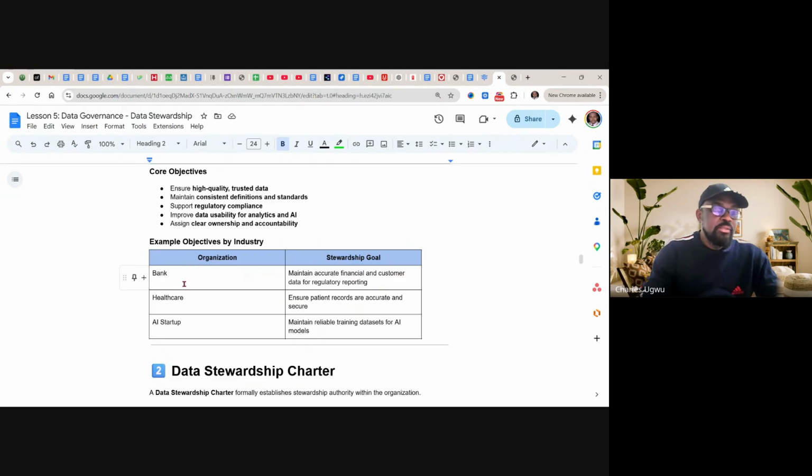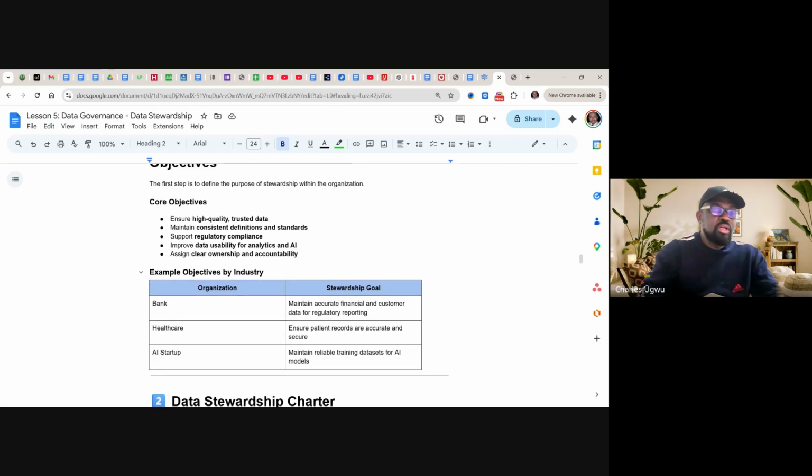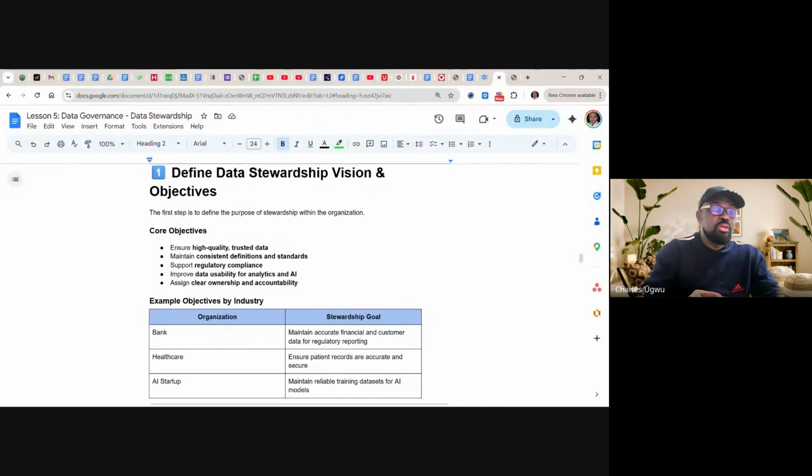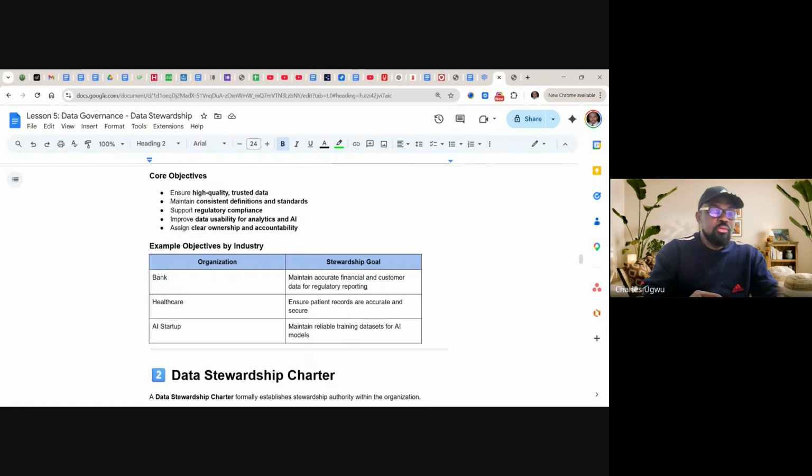For bank, the stewardship goal is to maintain accurate financial and customer data for regulatory reporting. For healthcare, ensure patient records are accurate and secure. For AI, to maintain reliable training data sets for AI models. So now you see you've created the vision and objective section of your framework.